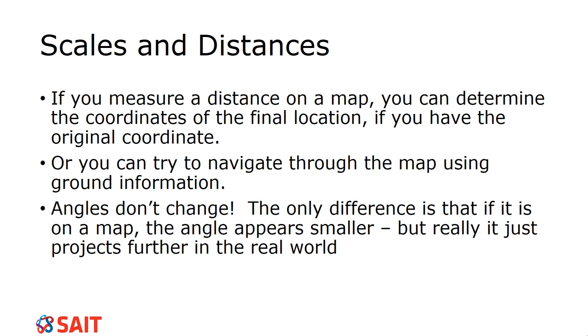So let's say you look at a map, you find that location, and then you need to navigate through that map using ground information or the coordinates, if you have the distance and the angles. You not only need to know two pieces of information to find your next coordinate, you may need three, because you might need an original starting location, right? So you can also navigate through maps using ground information.